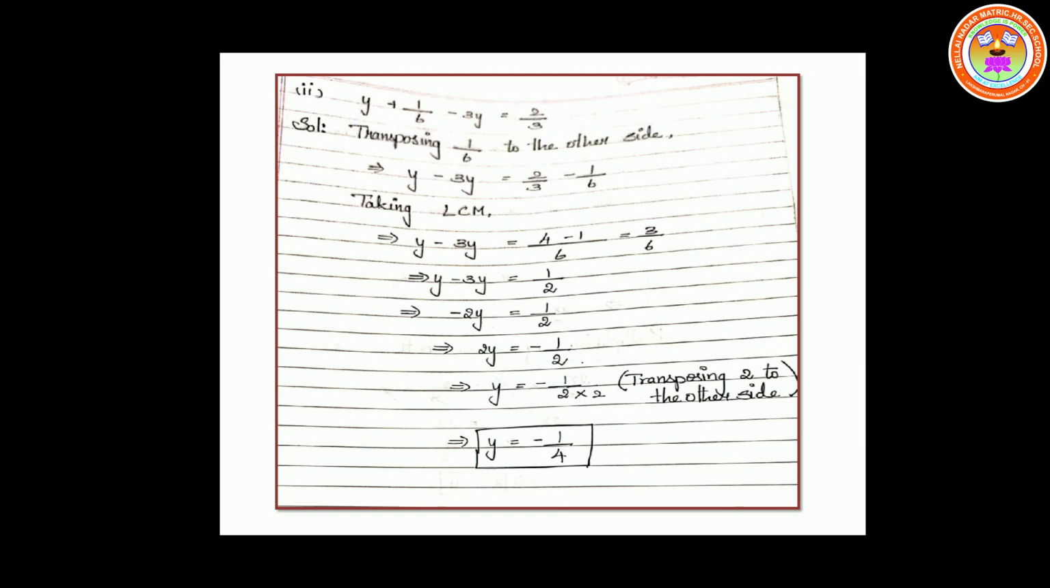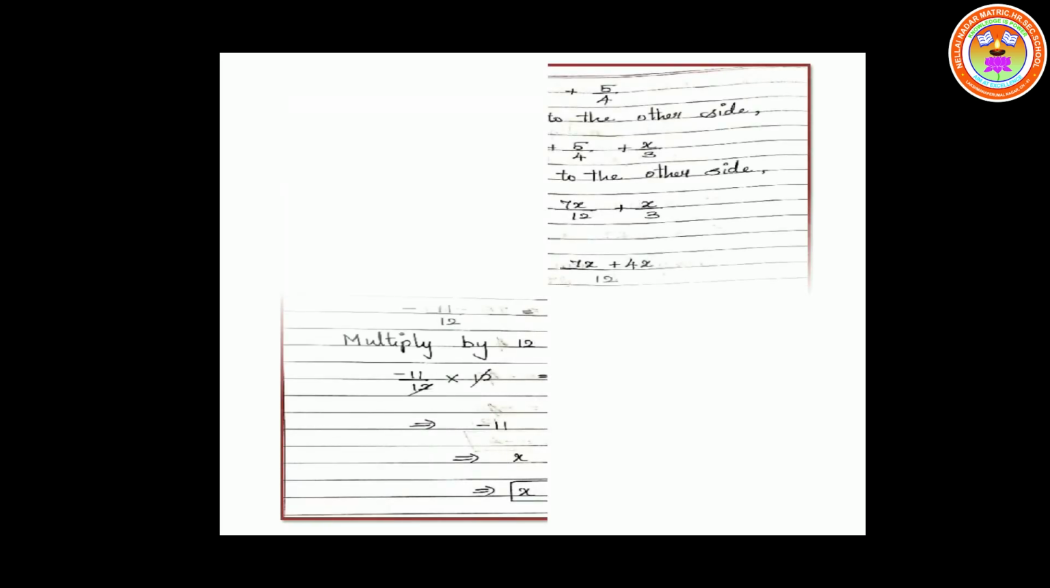So y is equal to - 1/2 into 2 in the denominator. So what is the final answer? y is equal to - 1/4. That is the value of y. Next sum.